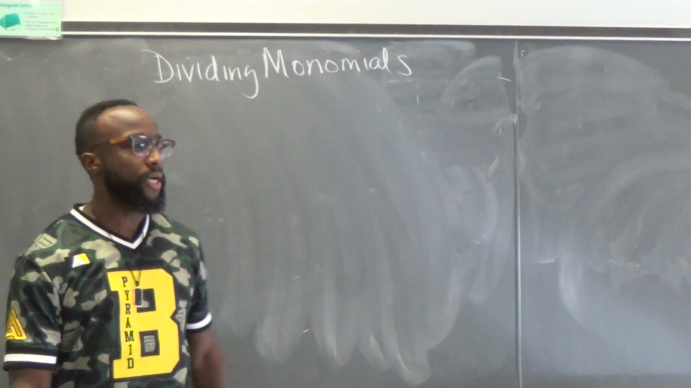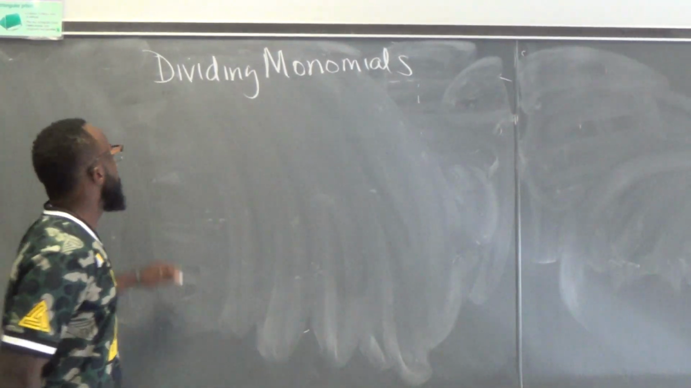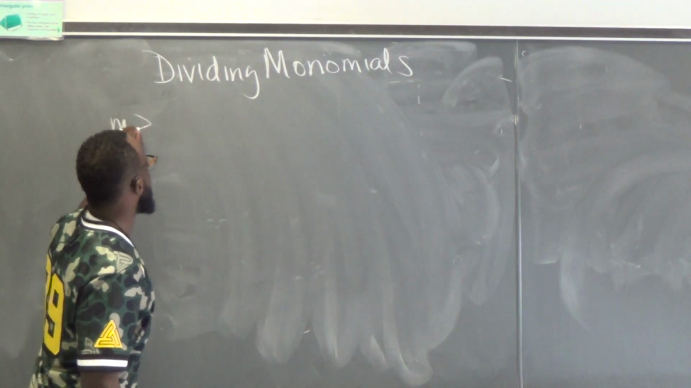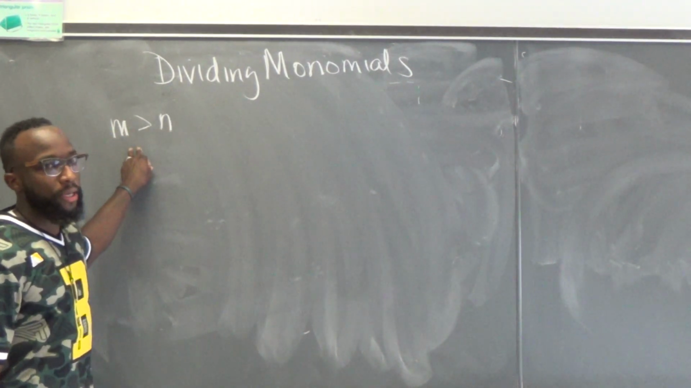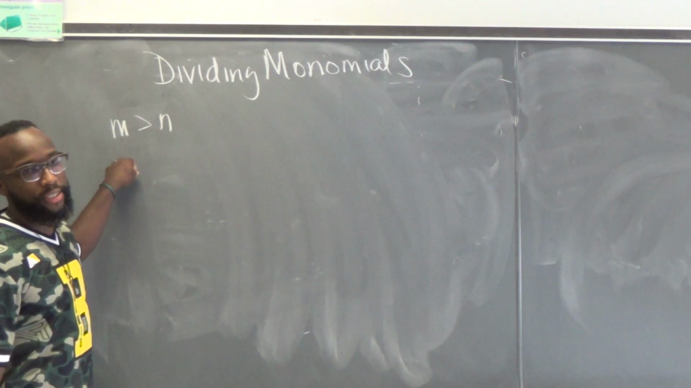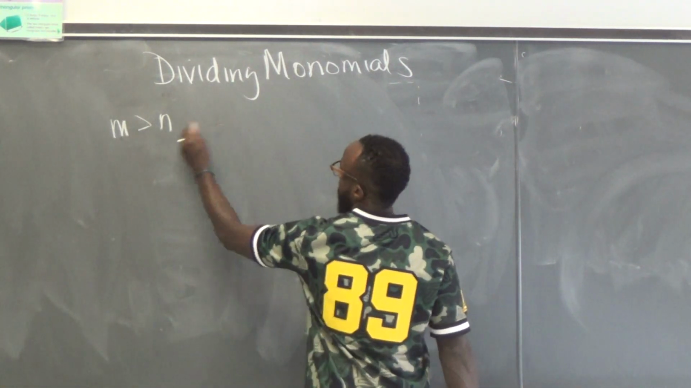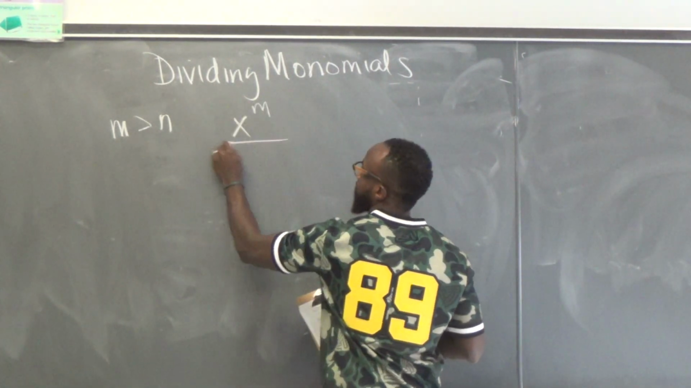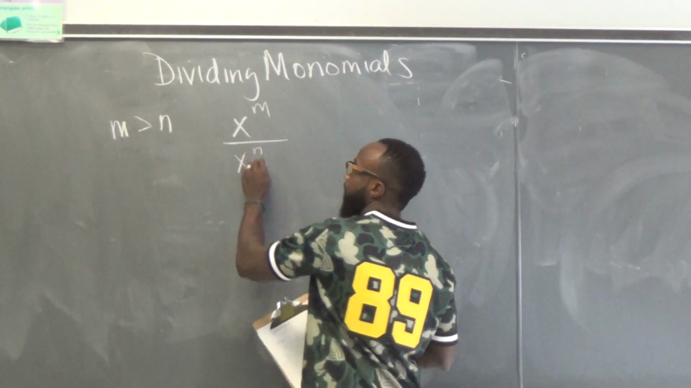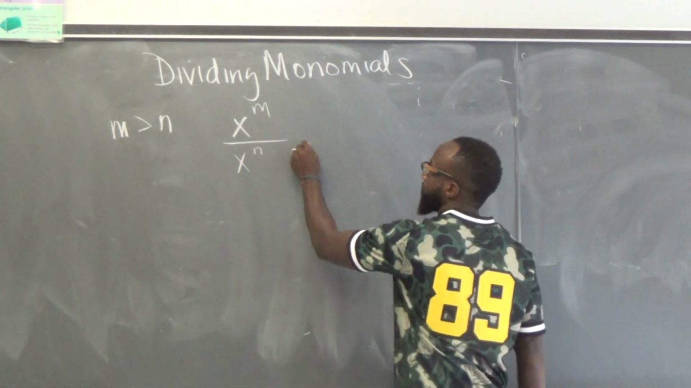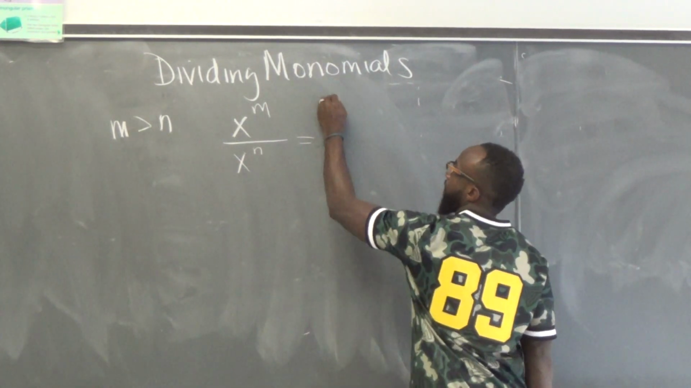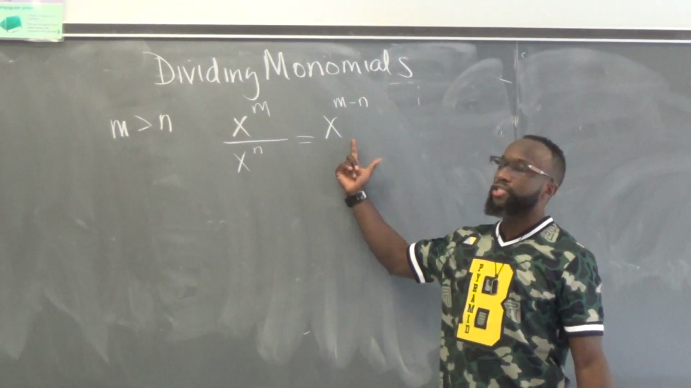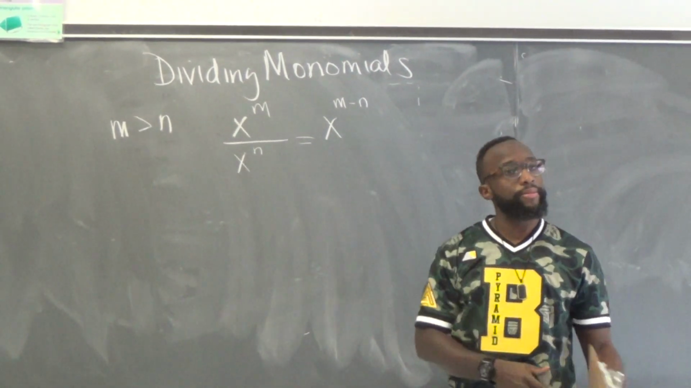So, here's the rule of thumb with dividing monomials. If m is greater than n, which means we'll put a number here in a second, and you have, say, x to the m power divided by x to the n power, then the answer would be x to the m minus n. Which means your solution will be at the top.